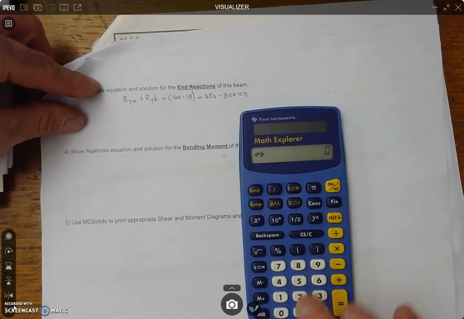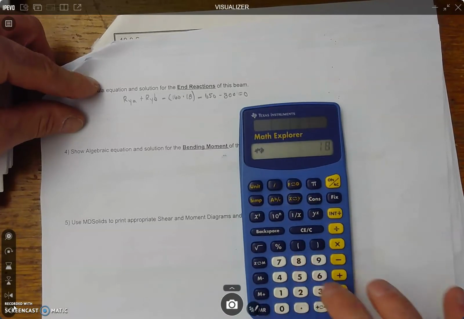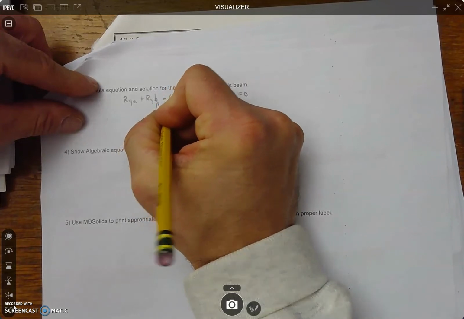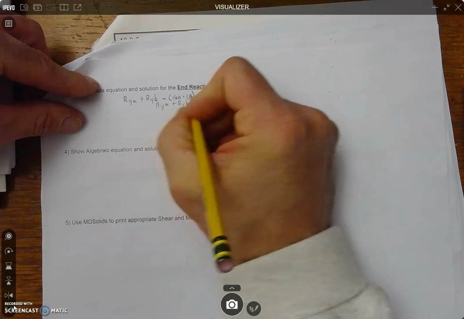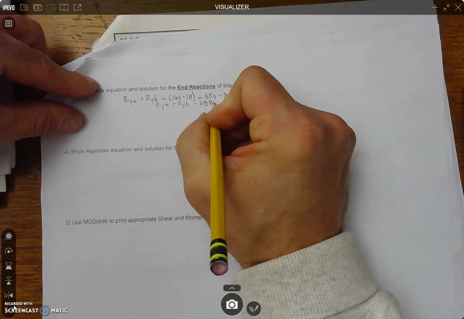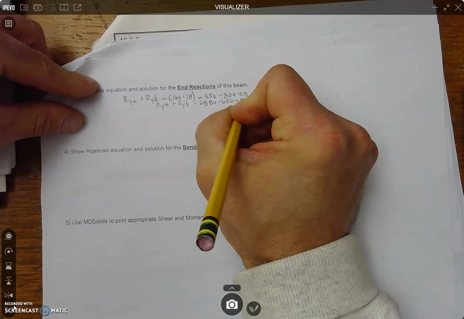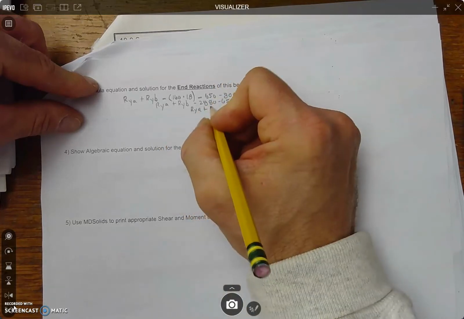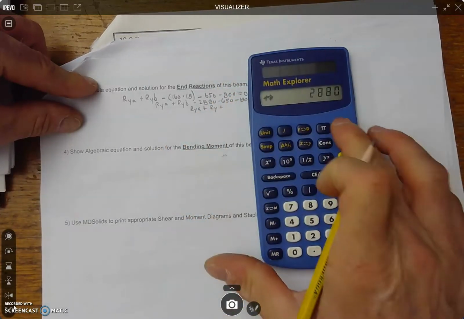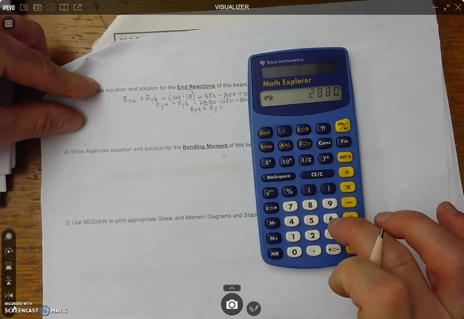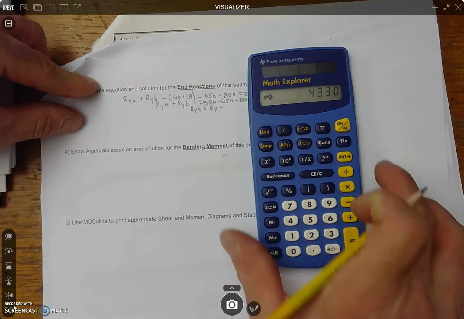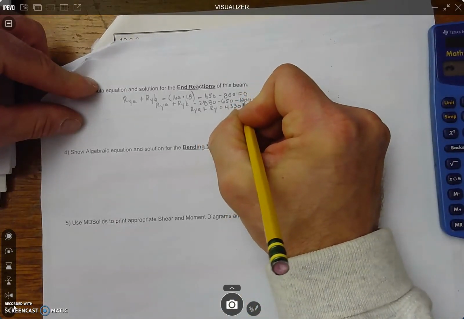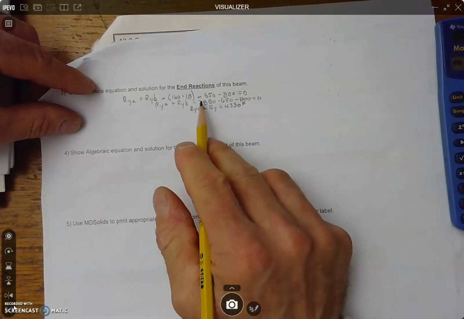Okay, so we can go 160 times 18, 2880. So we go RYA plus RYB minus 2880 minus 650 minus 800 equals 0. So our RYA plus our RYB equals, and we just use algebra, right? 2880 plus 650 plus 800, 4330. That's in pounds. 4,330 pounds. Okay? So we've done this before.